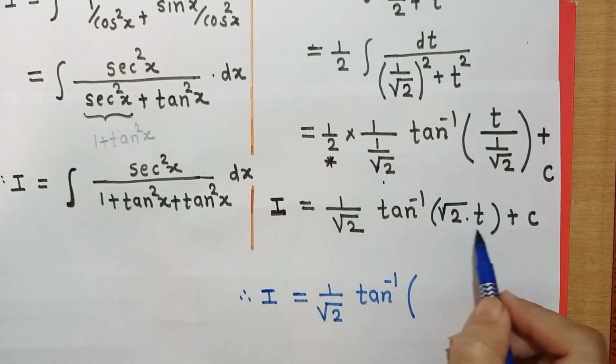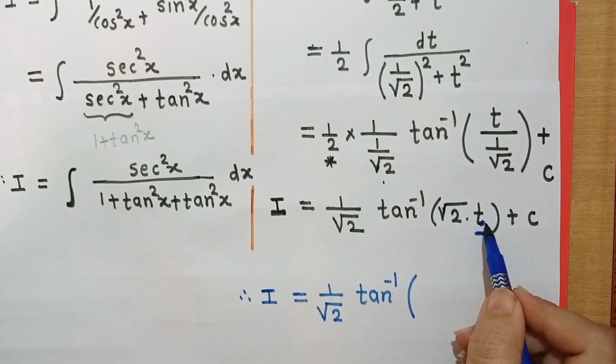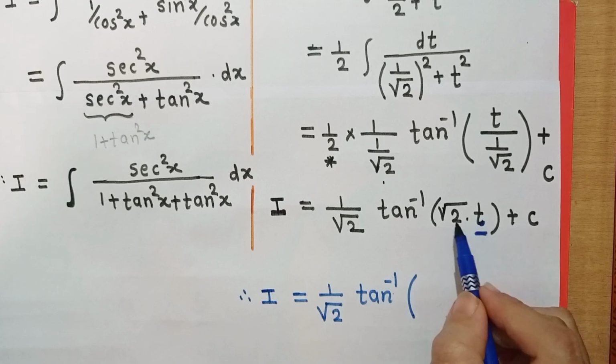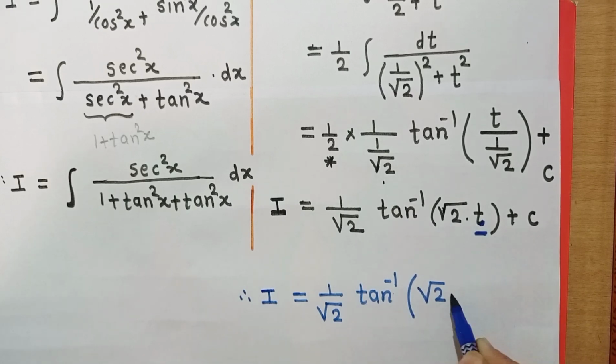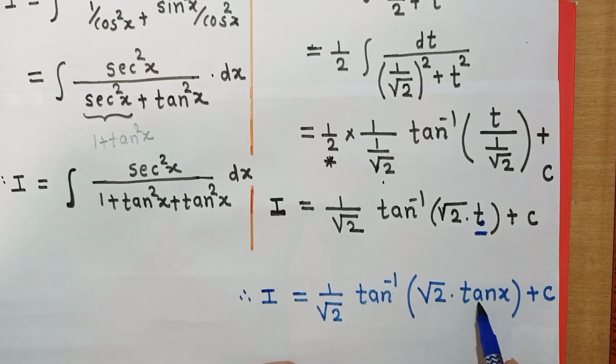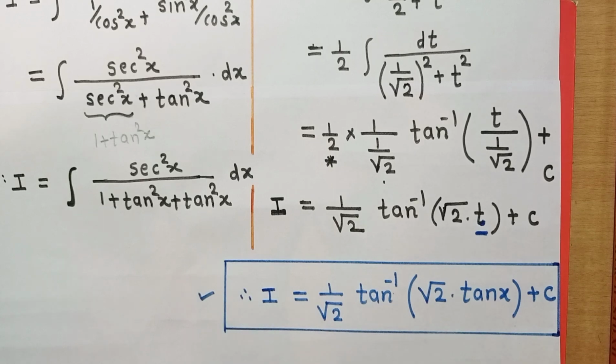This is the final answer, but this answer is in terms of t. So again we will substitute t as tan x. So check here, 1 upon root 2 tan inverse. This also root 2 as it is, and here we will substitute t means tan of x, plus c is the final answer.